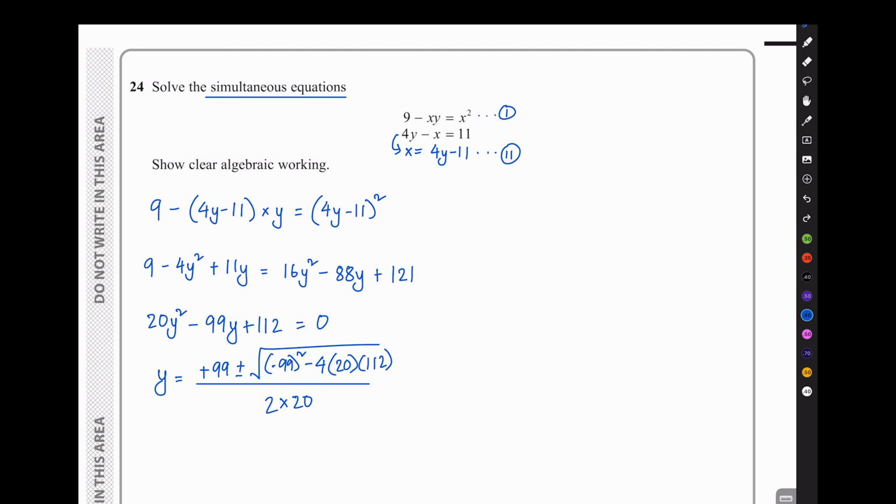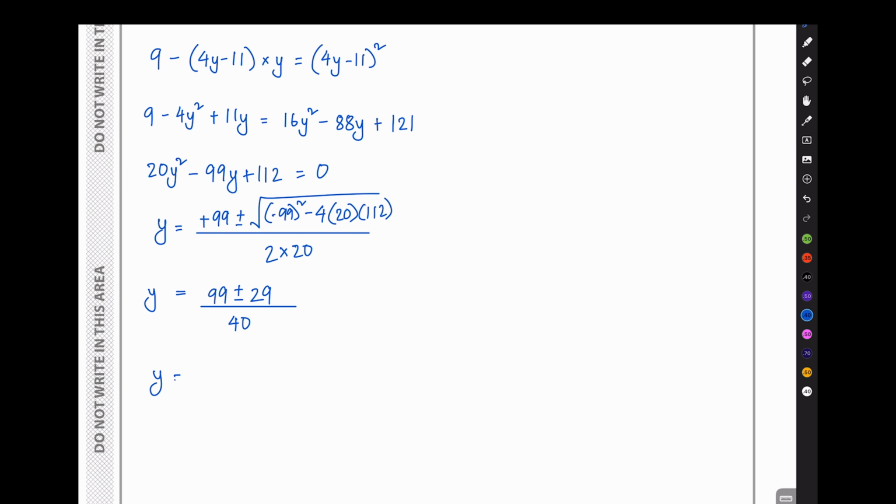Let me just check. Minus b plus or minus the square root, divided by 2a, and yeah, it's correct. So 99 squared minus 4 times 20 times 112. The square root of this is 29. Okay, perfect. So 99 plus or minus 29, divided by 40. So y could be either 99 plus 29 divided by 40, which gives me 3.2, or y could be 99 minus 29 divided by 40, which gives me 1.75.